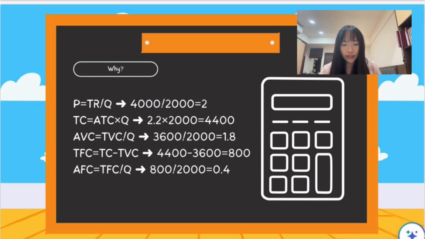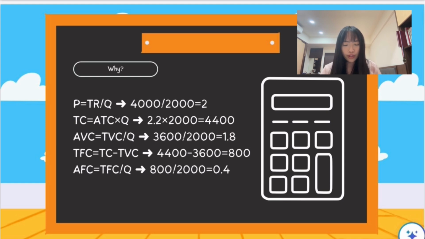According to the provided information, total variable cost is 3,600 and quantity is 2,000. Dividing these two values reveals that average variable cost is 1.8.